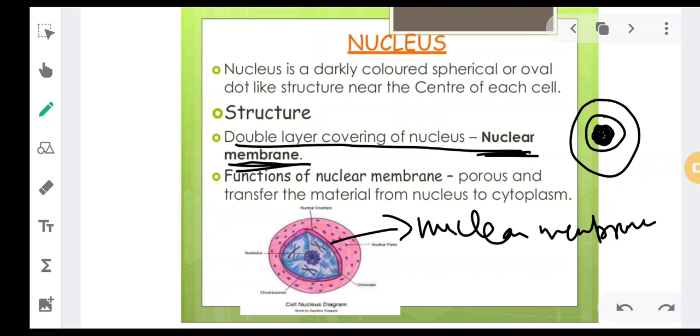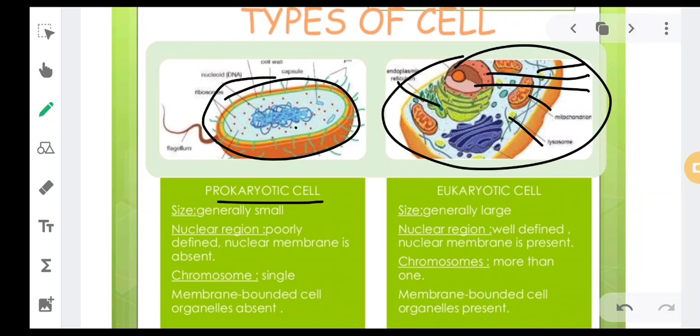Any material which needs to be transferred, say suppose this is the cytoplasm, which is covering the nucleus. Say suppose anything wants to be delivered to the nucleus. What takes charge to let anything enter inside the nucleus is nothing but your nuclear membrane. So the nuclear membrane is very, very important. Like your cell membrane, it will protect the nucleus from any harmful substances. That is a very important thing.